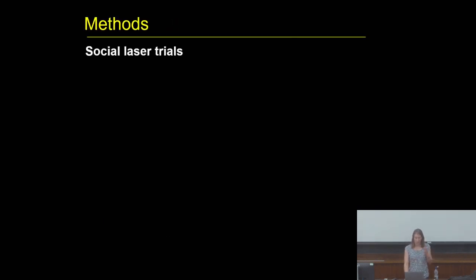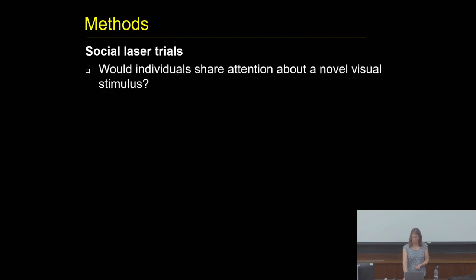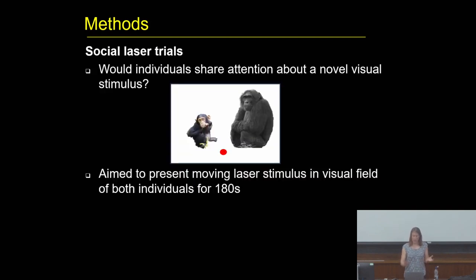Okay, so how did we do this? We tried to give them a directly comparable stimulus with which they might want to share attention, which was to project the moving light of a laser into the visual field of 2 individuals. We aimed to present that laser for about 3 minutes so that they had time to exhaust their individualistic response to it and to give them a chance to share attention about it if they wanted to. The nice thing about the laser was that we could project it from a distance, so we could maintain the safe distance you need when working with primates in the wild, and we could also immediately stop the stimulus if other individuals came into the area. So it was a really good way of testing this.